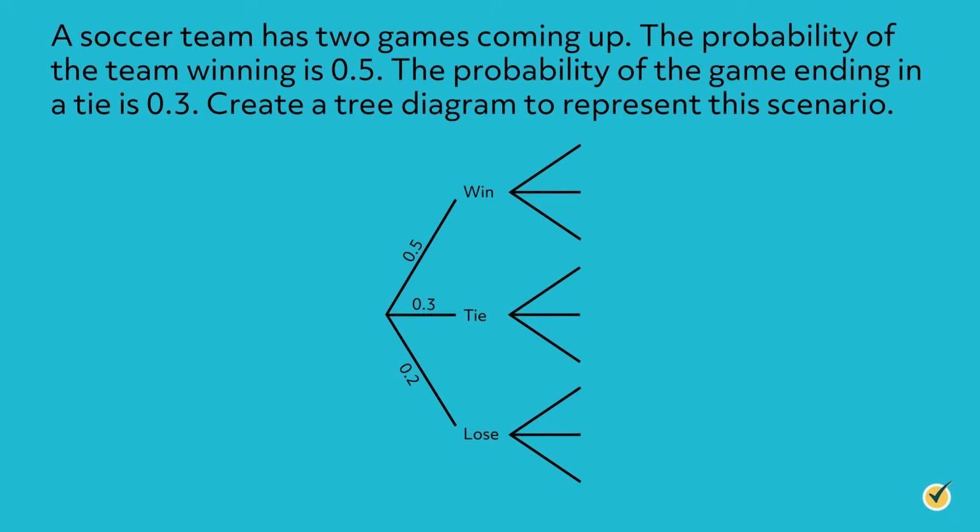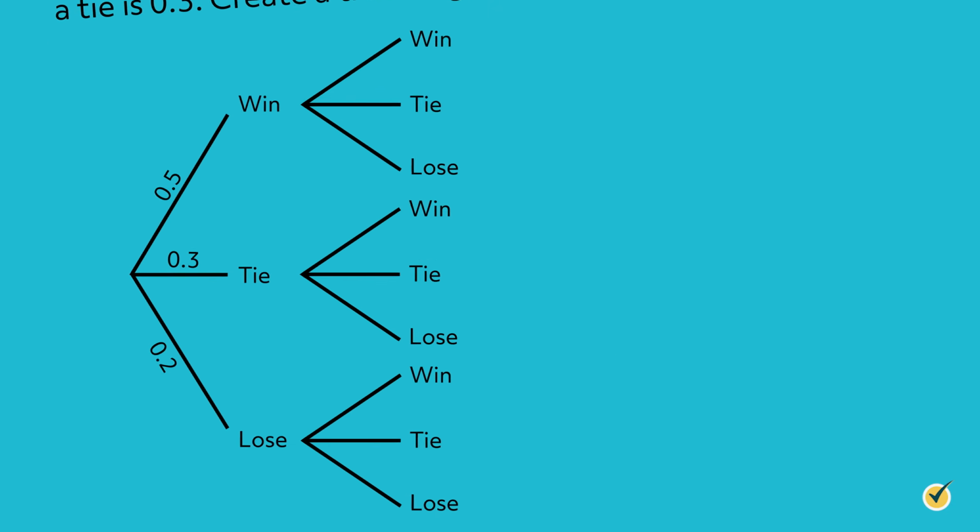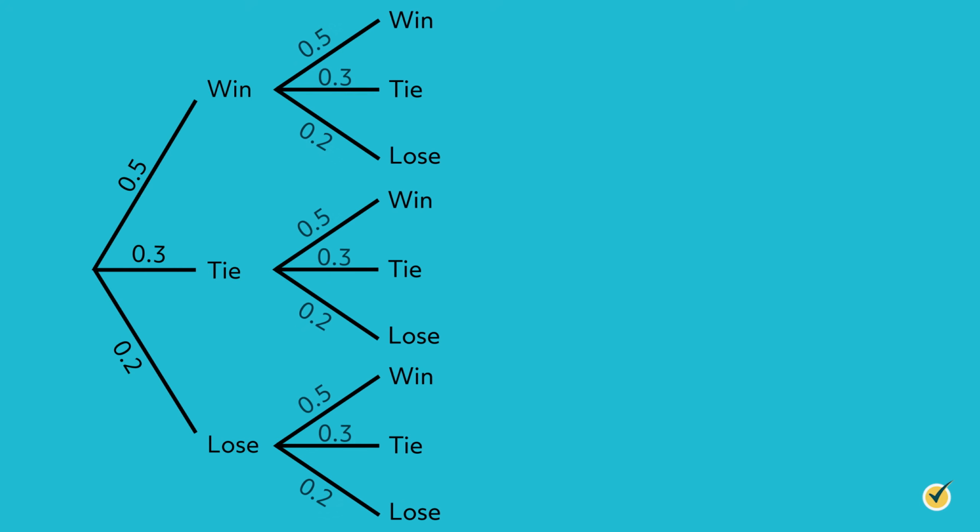From here, draw the next set of branches for the second set of events in the scenario. What are the possible outcomes for the second soccer game? Once again, the team could win, tie, or lose. Next, label the second set of branches with their corresponding probabilities.